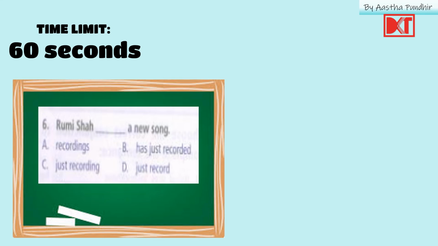Okay, here: Rumi Shah dash a new song. Rumi Shah, here we will be talking about present perfect, and here the correct one is B, has just recorded. Has, because this is third person, and for third person singular we use has, and then just recorded. Recorded is the V3 form of record.